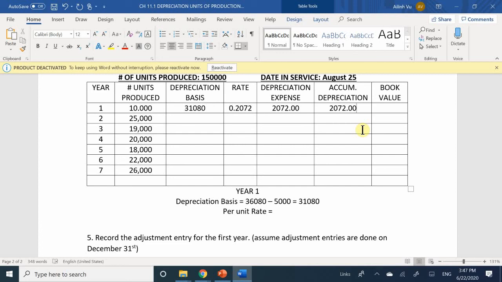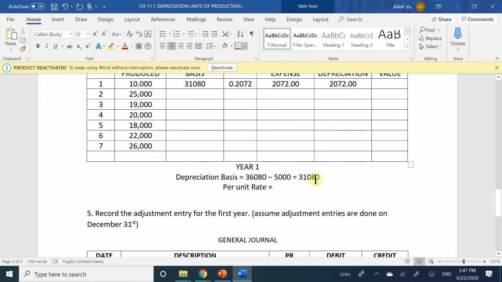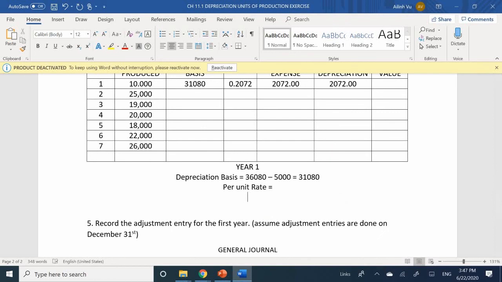Okay, 36,080 minus 2,072. Oops, what did I say? 36,000. Yes, 36,080. Close. So now we have 34,008. Right. Okay, so good. 34,008 is correct. Okay, all right, good.